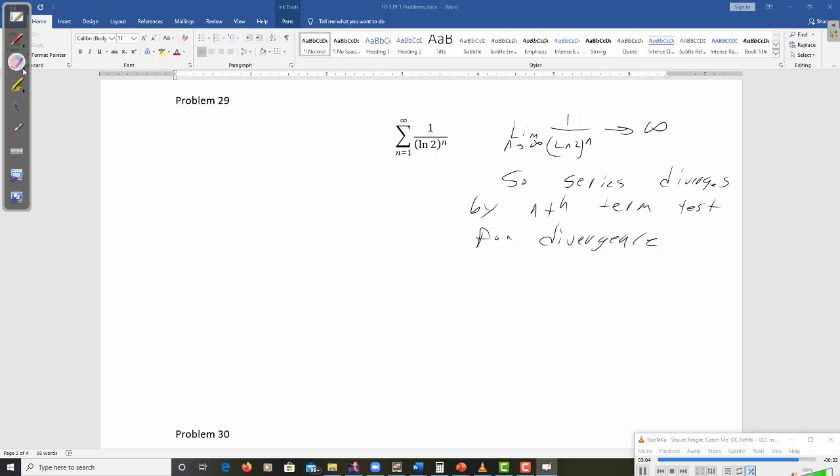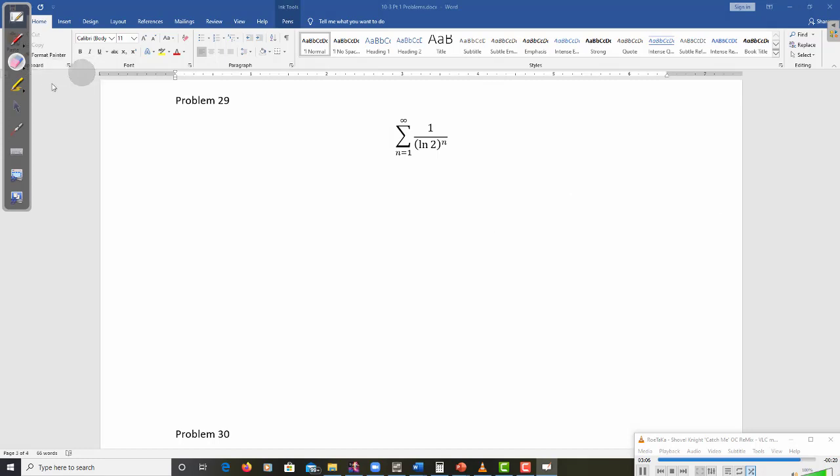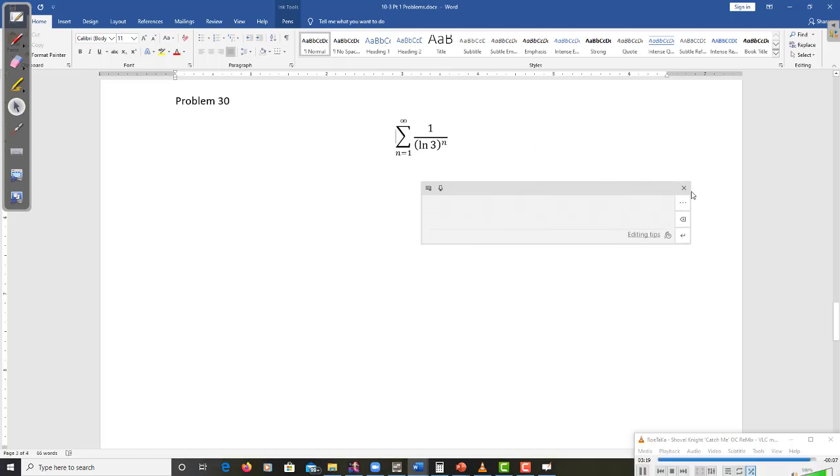But if we look at the next problem, which is very similar, ln of 3 to the n. ln of 3 is bigger than 1, because 3 is bigger than e. So this is actually a positive decreasing function. So for this one, it could converge. It is basically an exponential function. This one, I think I am going to integrate it.